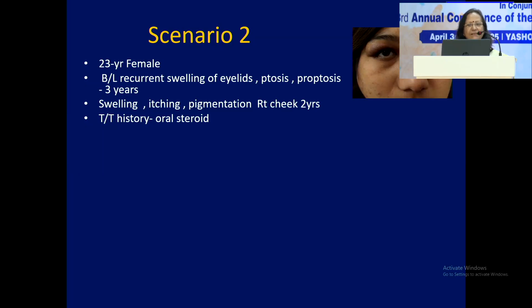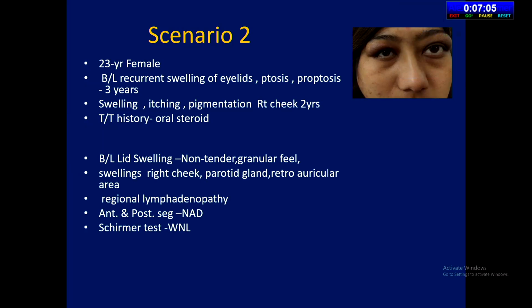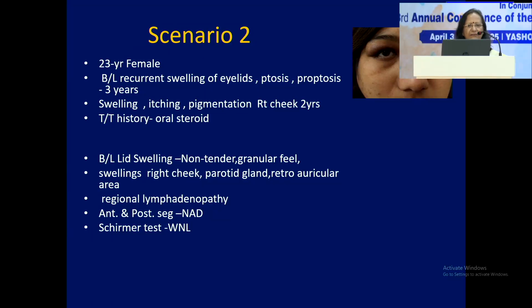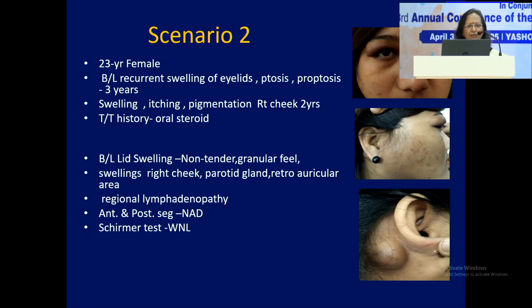Scenario 2: a 23-year-old female who came with bilateral recurrent swelling of eyelids, ptosis and proptosis for the last 3 years, with swelling, itching and pigmentation of the right cheek for 2 years. There was off-and-on treatment with oral steroid during recurrences. The swelling was non-tender, granular feel. There was regional lymphadenopathy. The anterior and posterior segments were NAD, and the Schirmer test was NAD. So what could it be? This is something new; I didn't know at that time what it could be.